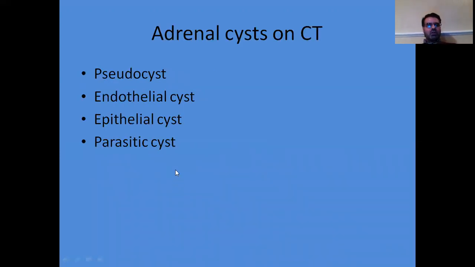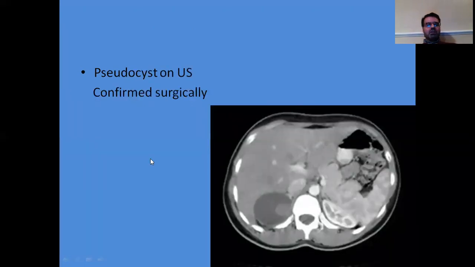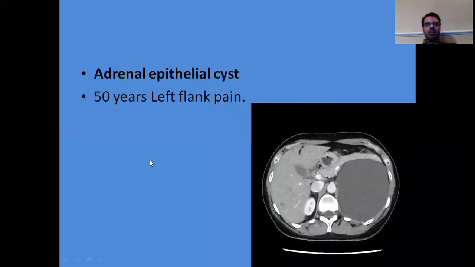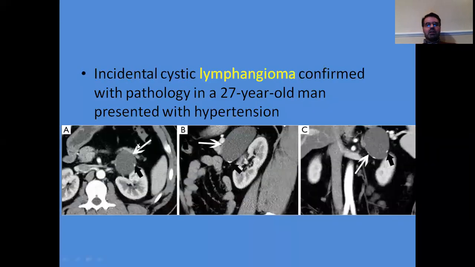Adrenal cysts can also be seen on CT scan, different types of cysts. This is an example of pseudocyst, and this is an epithelial cyst on the left side. Lymphangiomas can also be cystic lesions with peripheral calcifications, as you can see here.